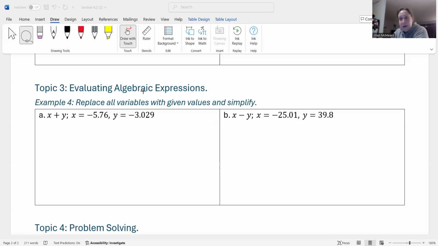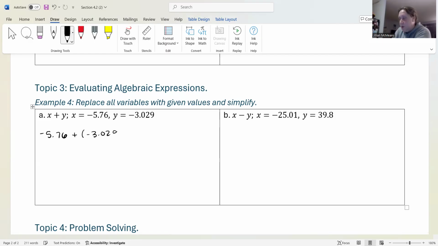So for part A, we have x plus y, but we are told that x is negative 5.76 and that y is negative 3.029. So what I'm going to do is rewrite x plus y, replacing x and y with those number values. So x is negative 5.76. And to that, I want to add y, which is negative 3.029. Okay. Now, when you're adding two numbers that have the same sign, whether both positive or both negative, we add and then we keep whatever the sign is. So we know we have negative plus negative. How much negative do we have?